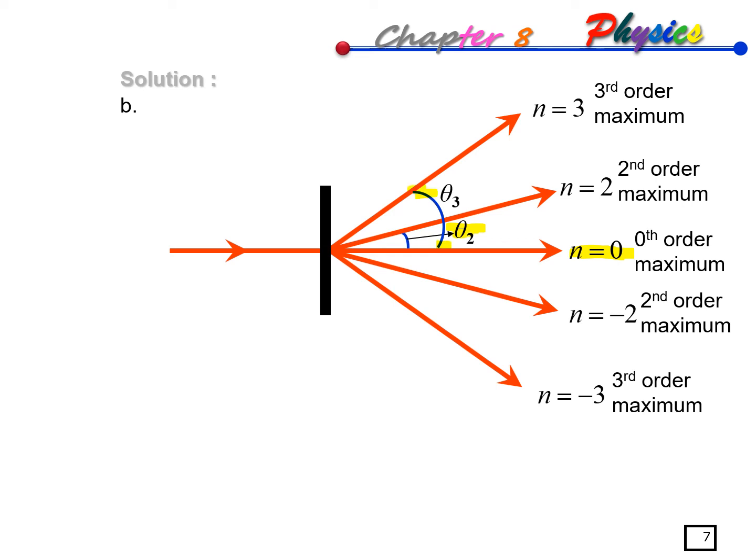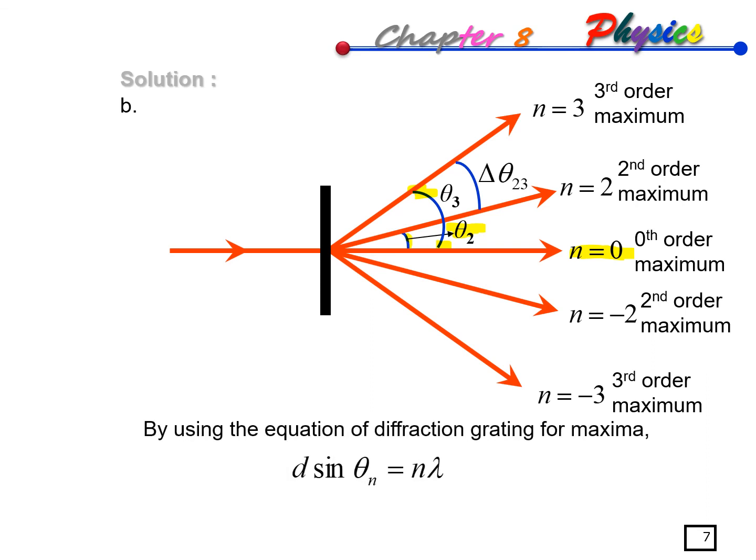Because they wanted to calculate the separation between second and third order, right? So we need to calculate the angle for theta 2 and theta 3. Once we subtract these two, we will end up with the difference, that means the angle from 2 to 3. So for this one, just replace in the value according to the order.